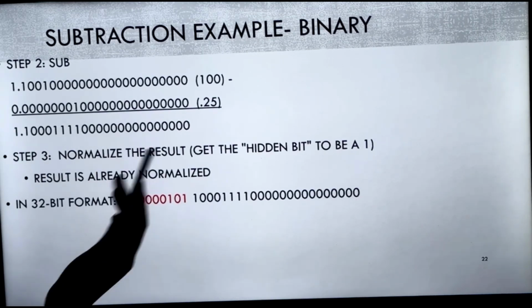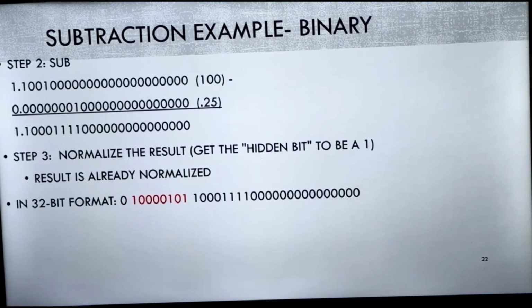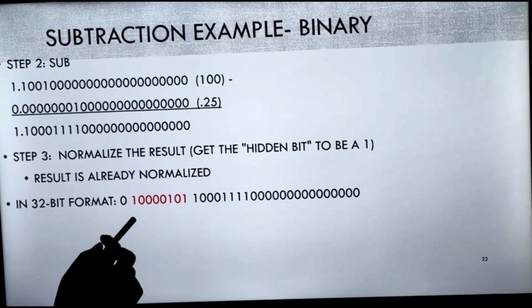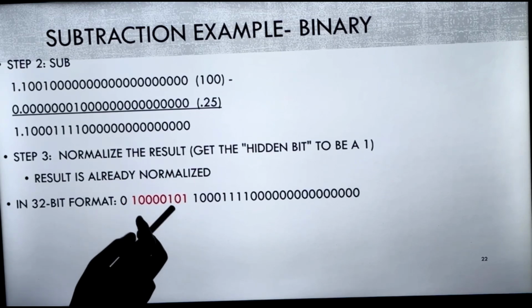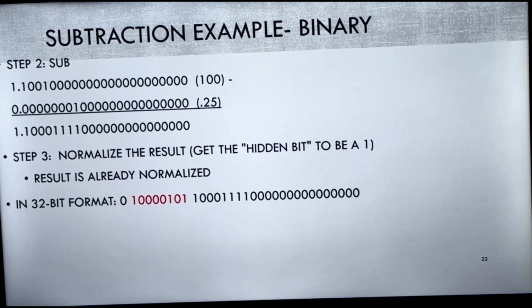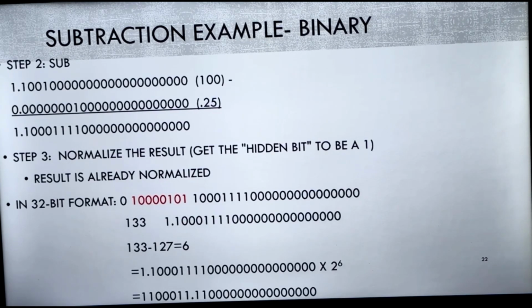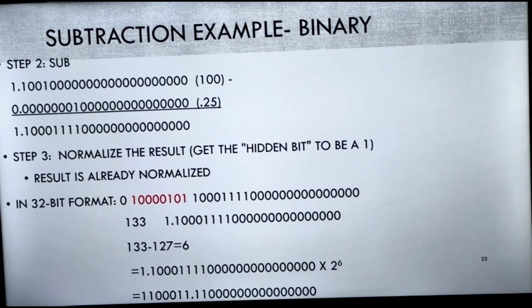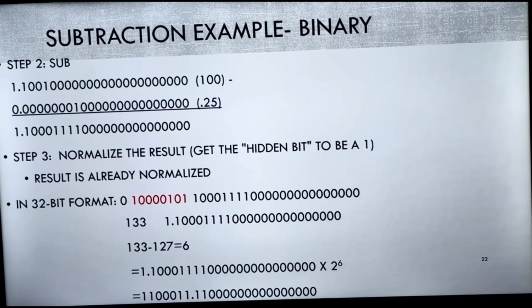After the subtraction, just represent it back to IEEE standard formatting, right? 0 is the sign bit, 133, why? 127 plus 6 again, and this is the mantissa. Fine, I hope you understood. Next we will go for multiplication. If you understood addition and subtraction, we will go for multiplication. Multiplication is the easiest arithmetic, I will say. If you compare with addition and subtraction, multiplication is the easiest one.